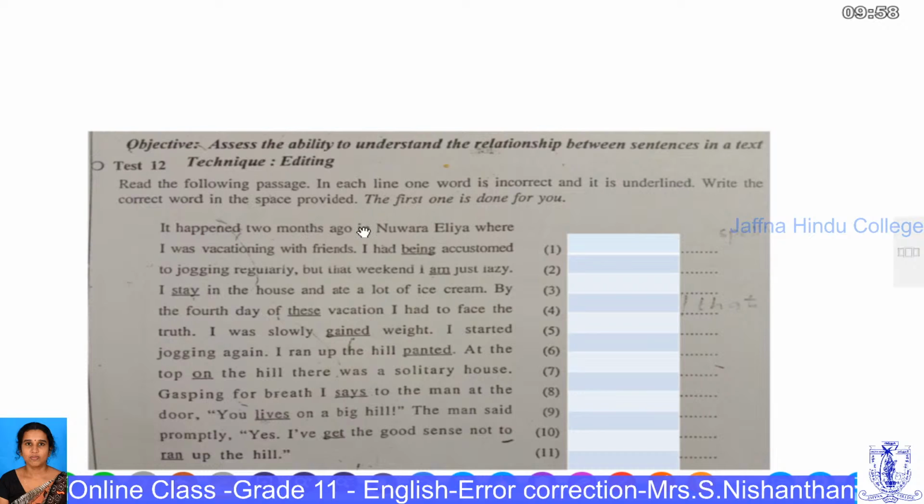It happened 2 months ago in Norelia, so it should be in the past tense. Where I was vacationing with friends. I had plus past participle. Most often, nearly the same mistakes will be given for you. I had been accustomed to jogging regularly. That means used to jogging regularly.